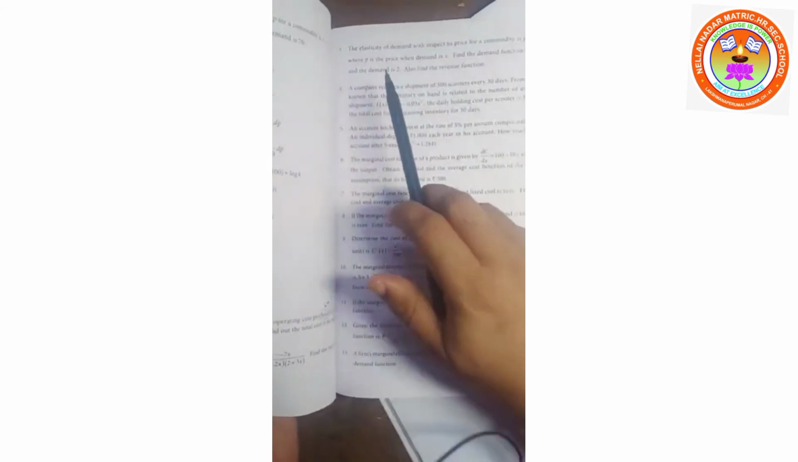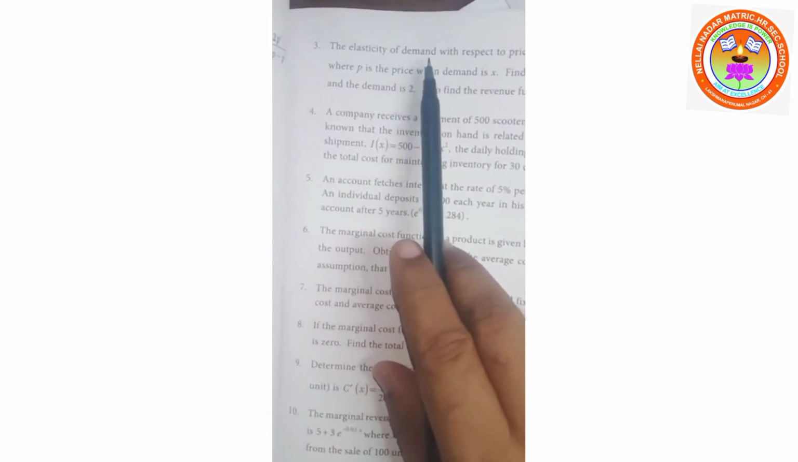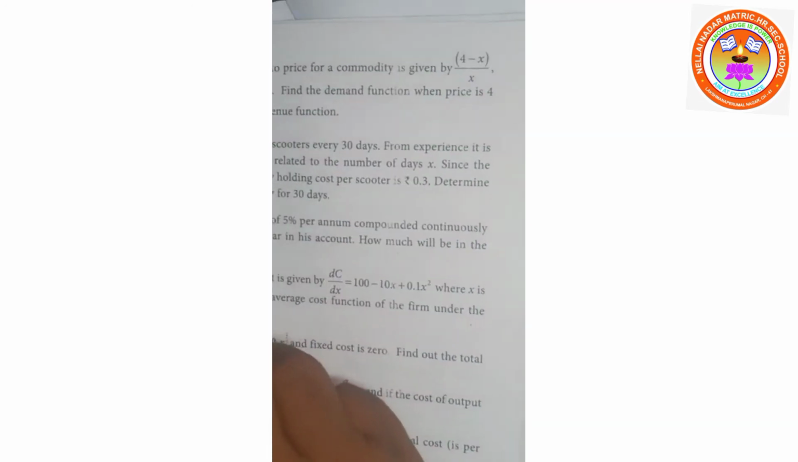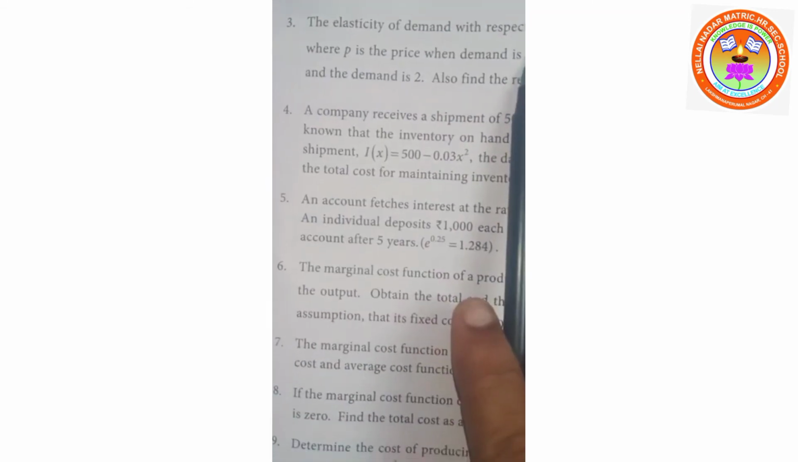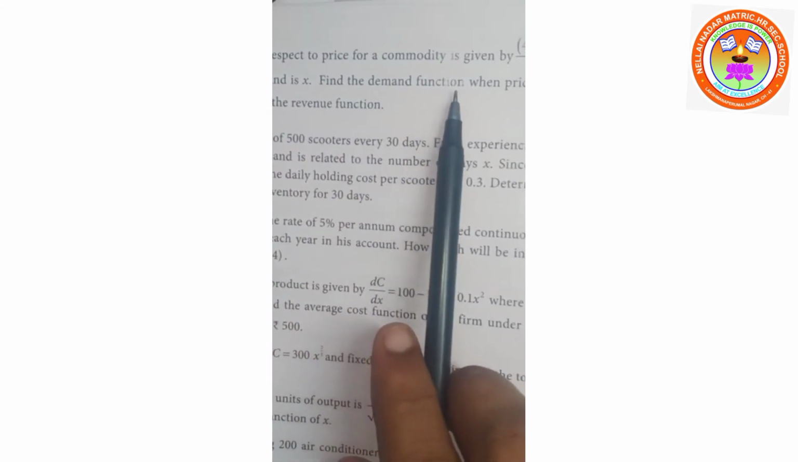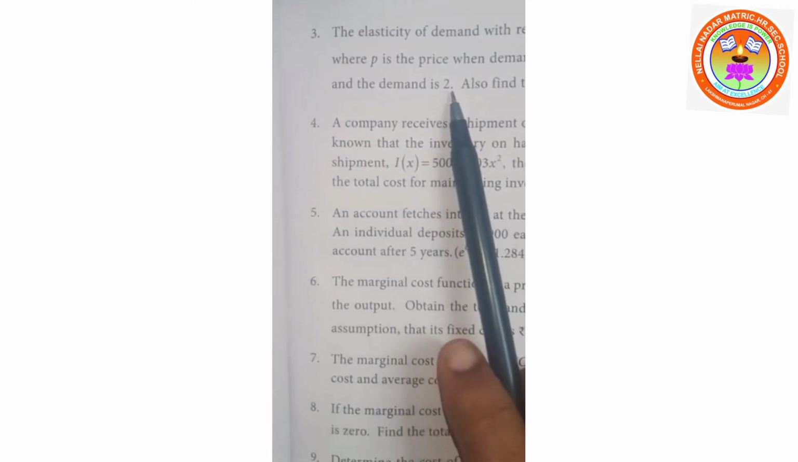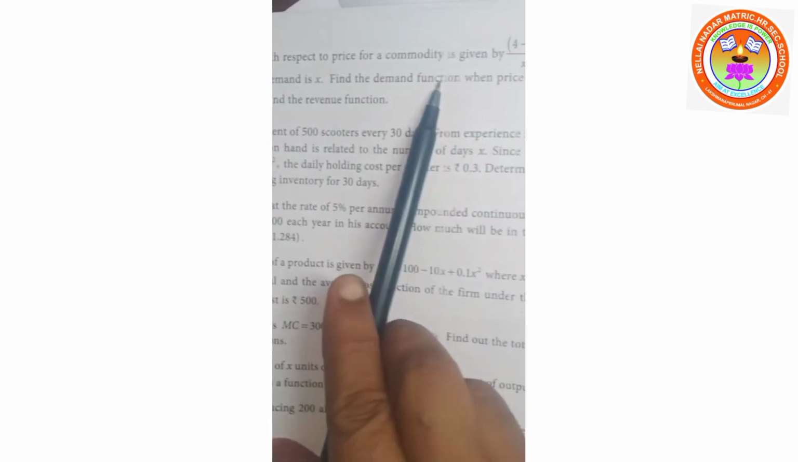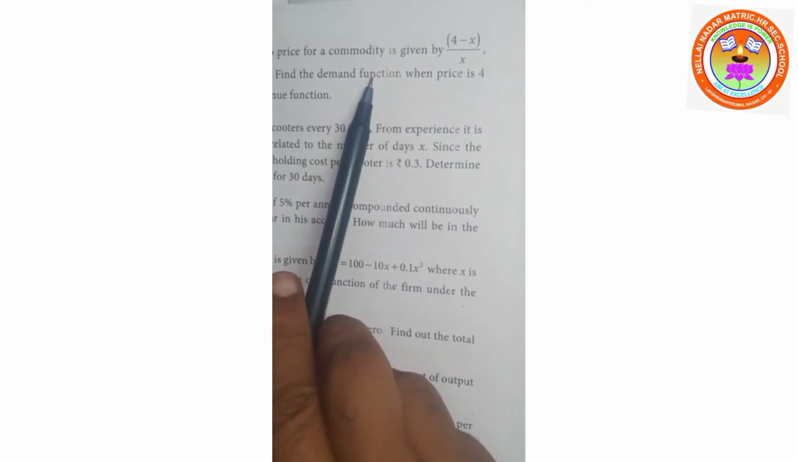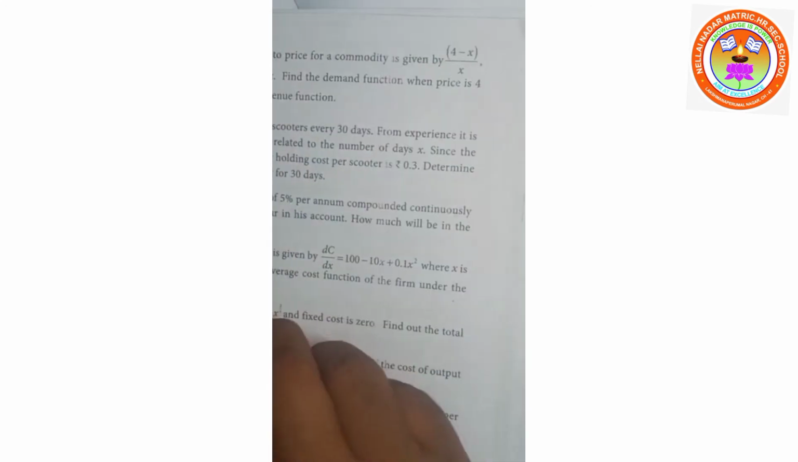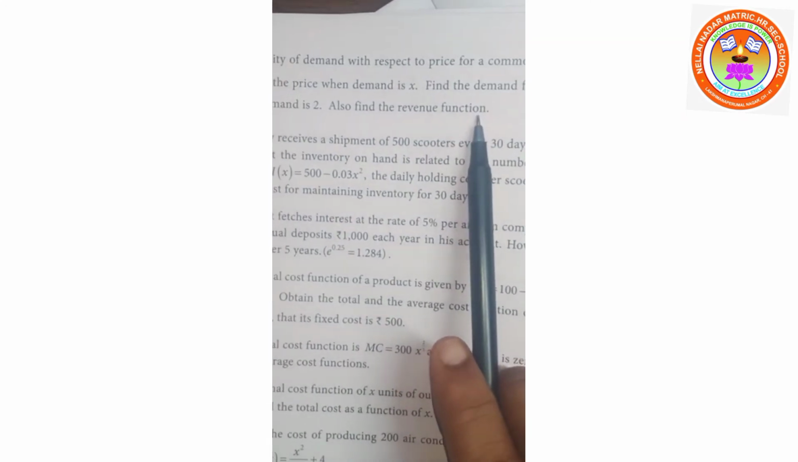Now problem number 3. The elasticity of demand is given. That is 4 minus x divided by x. Here P is the price and demand is x. You are asked to find out the demand function when the price is 4 and the demand is 2. Don't get confused. Demand is different from demand function. Demand function is P in terms of x. Here demand alone is called x. Price alone, that is called P. Find the revenue function also.